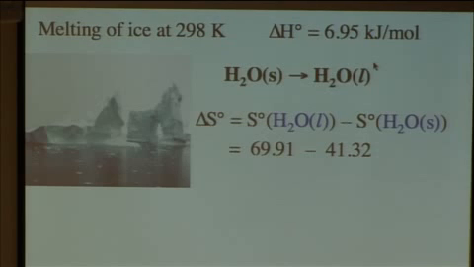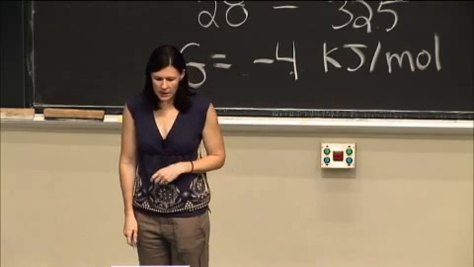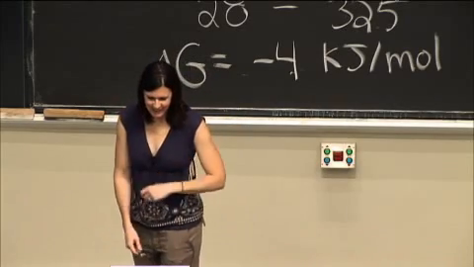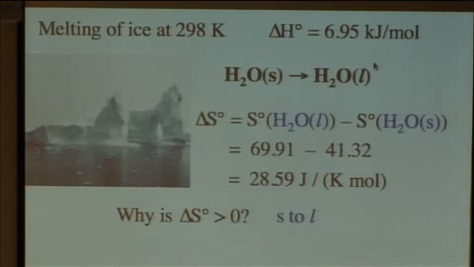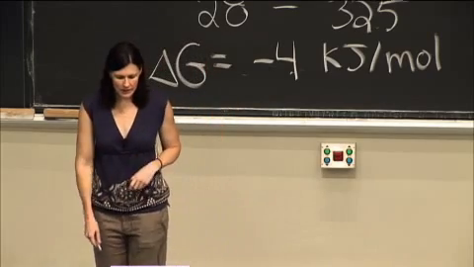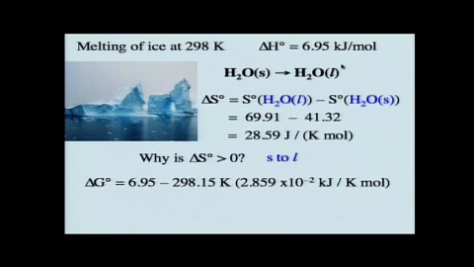If we go ahead and plug in those values here, what we end up with is a delta S of this reaction of 28.59 joules. This makes sense because we're increasing the disorder of the system. We're seeing a positive delta S here. And I just answered that question for you. Why is delta S positive? We're going from a solid to a liquid. We're increasing disorder. So we can calculate delta G as well.